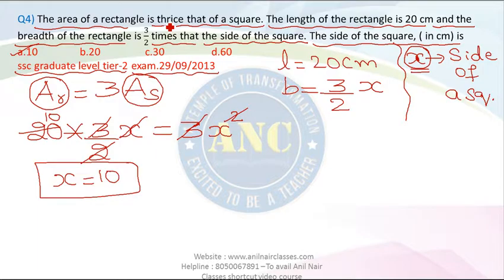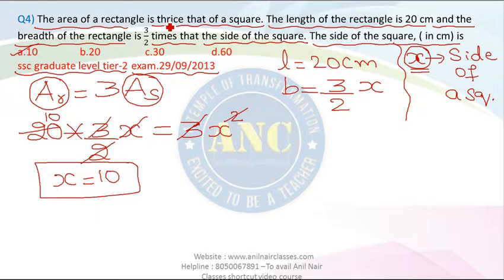The area of a rectangle is thrice that of a square. Okay. The length of a rectangle is 20 centimeters. Okay. And the breadth of the rectangle is 3 by 2 times that of a square. Okay, the side of a square I will call x, for example. x only is what we are calculating here. So the area of the rectangle is, length is 20 given in the question. Breadth is nothing but 3 by 2 times x. That is also clear. This is 3 times the area of a square.